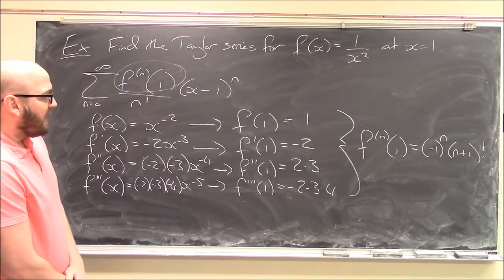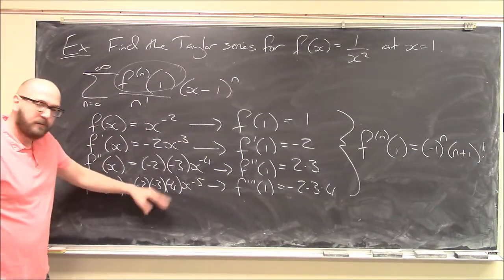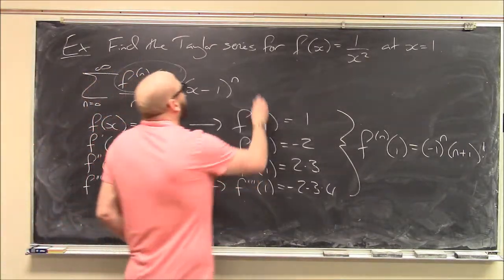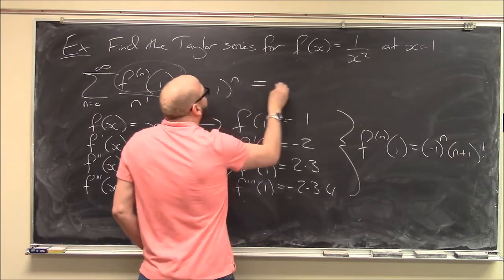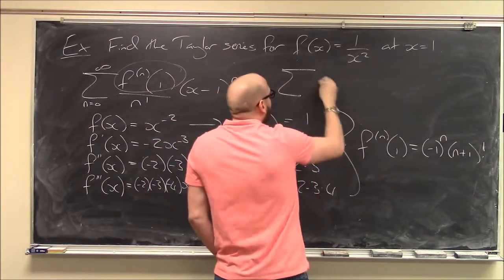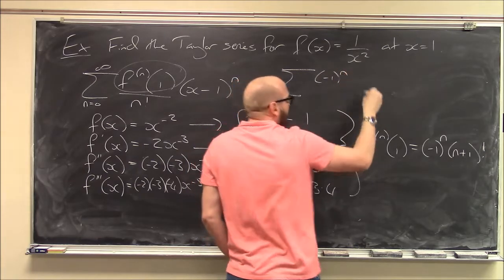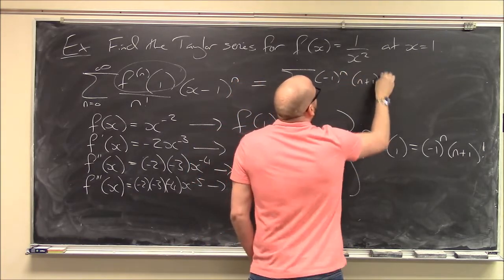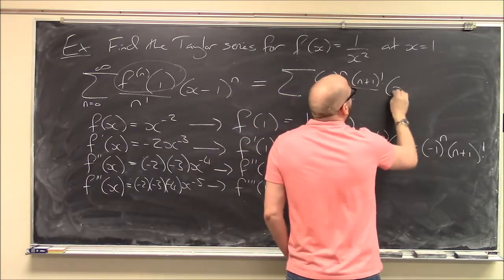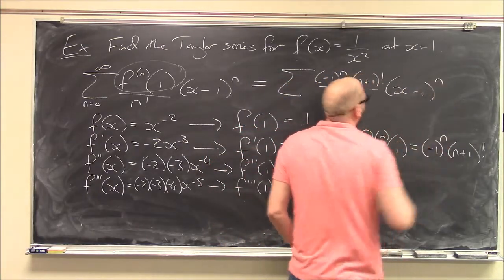So just looking at the pattern here, thinking about what happens if I differentiate more and more times, that should be the nth derivative. So this means that our Taylor series is going to be minus 1 to the n times n plus 1 factorial over n factorial times x minus 1 to the n.